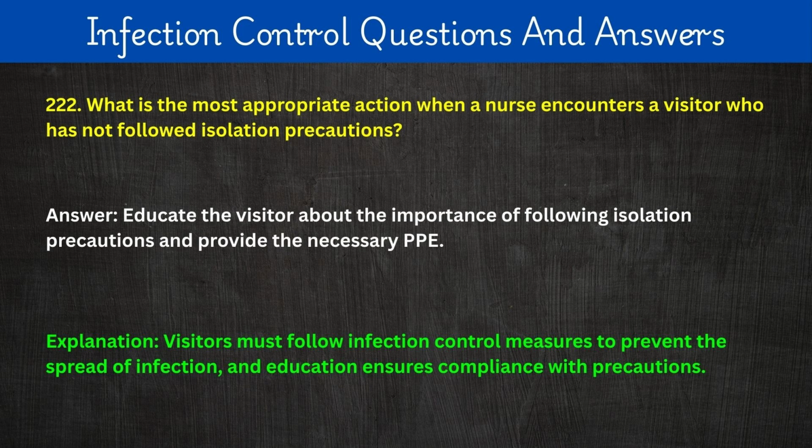222. What is the most appropriate action when a nurse encounters a visitor who has not followed isolation precautions? Answer. Educate the visitor about the importance of following isolation precautions and provide the necessary PPE. Explanation. Visitors must follow infection control measures to prevent the spread of infection, and education ensures compliance with precautions.